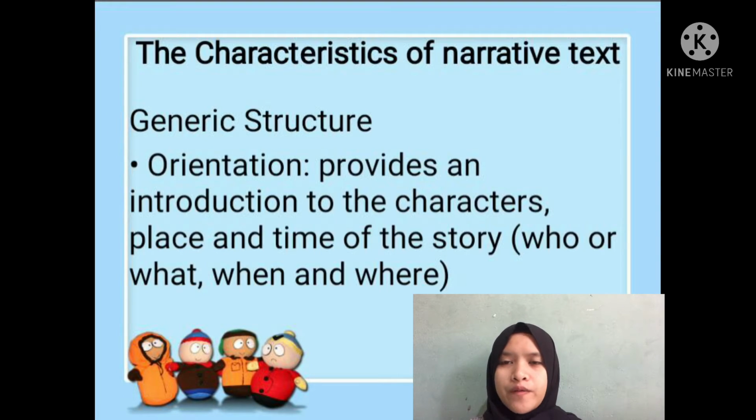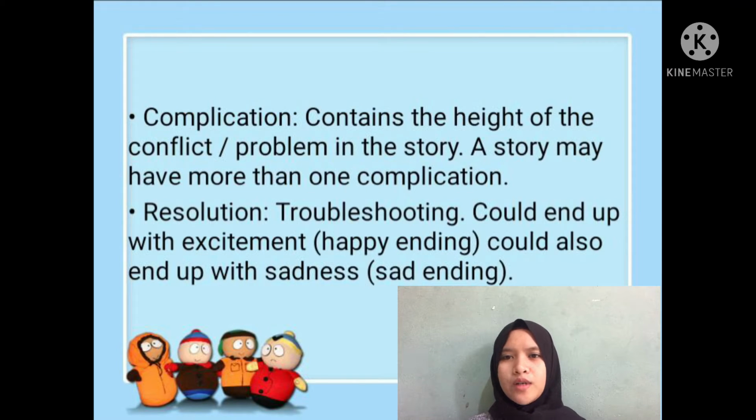The characteristics of narrative text, generic structure. Orientation: provides an introduction to the characters, place, and time of the story, who or what and where. Complication: contains the head of the conflict or problem in the story. A story may have more than one complication. And resolution: the troubleshooting could end up with excitement, a happy ending, or it could also end up with sadness, a sad ending.